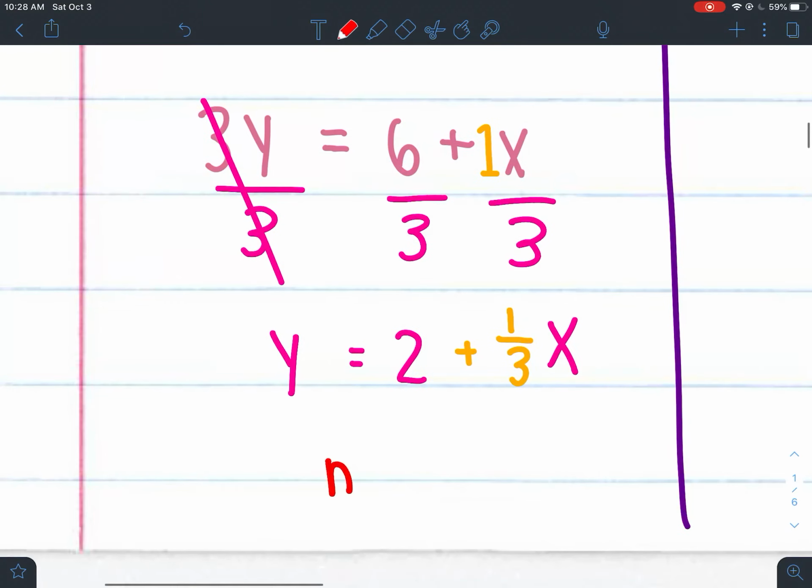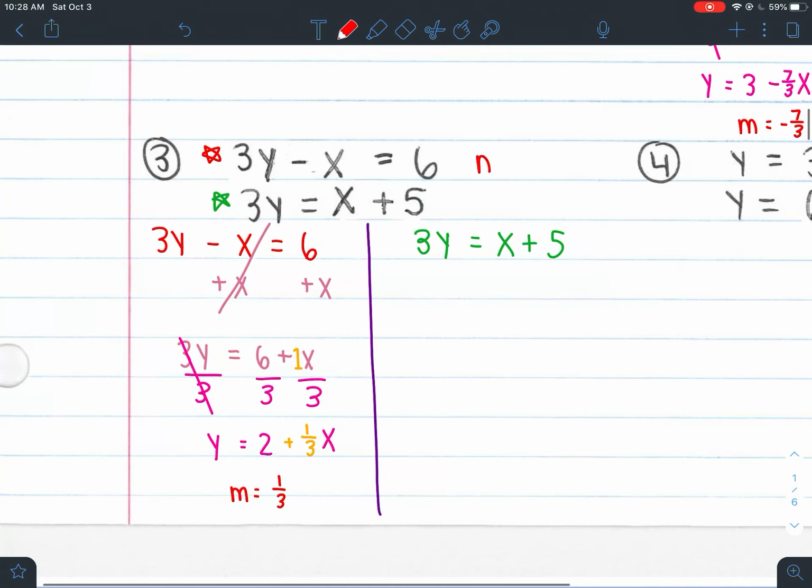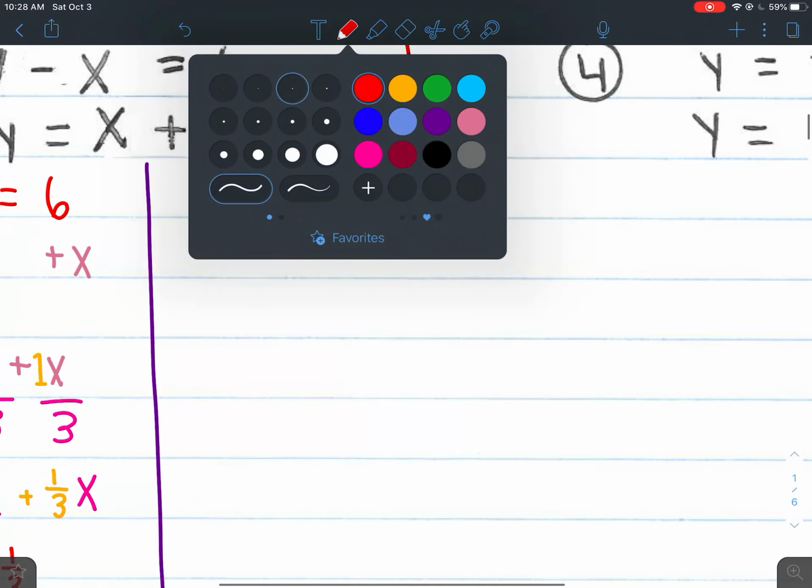So what is the slope of this equation? Well, I know what the slope is because y is by itself, so it has to be in slope-intercept form. Our slope here is going to be positive 1/3. So that's our slope for this first equation, m equals 1/3. All right, moving on to the second equation.